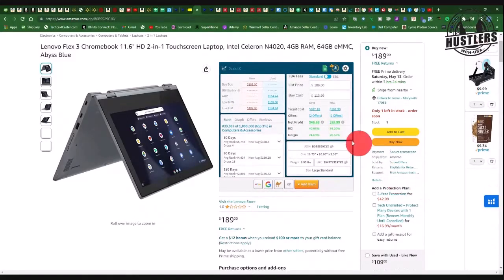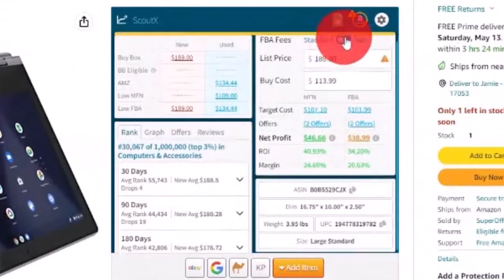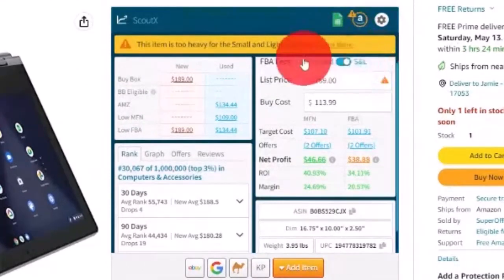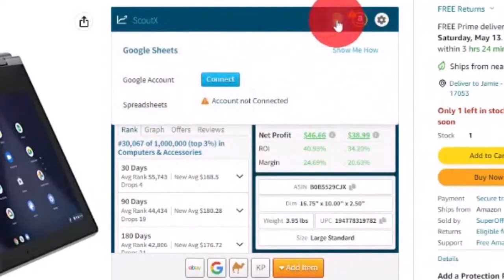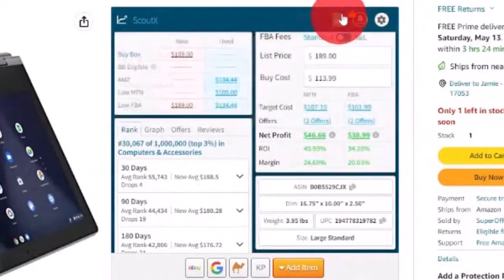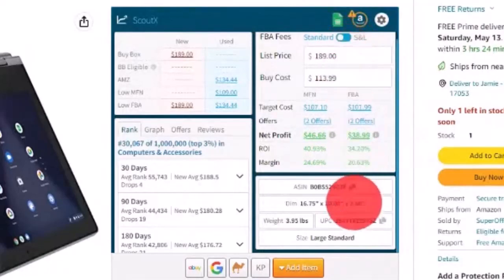And are you checking that out, Karen? I am. Look at what you get. You can check it and see if it's small and light. Obviously, this is too heavy. It'll tell you that. If there's any restrictions, you can see that right away. You can have this go to your spreadsheet. If you had Google Sheets connected, a lot of you guys love your spreadsheets. Imagine being in one click, saving that. If you need to copy the ASIN right quick, you can do that.